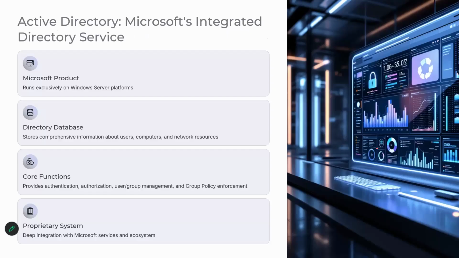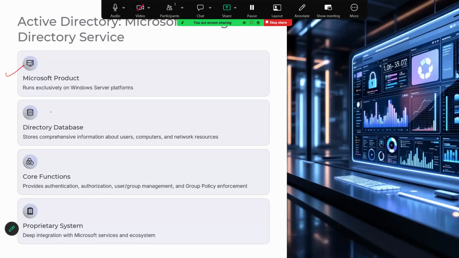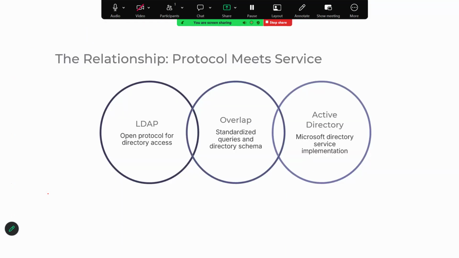So let's see ahead. Active Directory, like I said, is the Microsoft directory service. It's Microsoft's integrated directory service. It's a Microsoft product which runs exclusively on Windows Server platforms. It has a directory database which stores comprehensive information about users, computers, and network resources. Its core functions are providing authentication, authorization, user or group management, and group policy enforcement. It is a proprietary system, built for deep integration with Microsoft services and ecosystems.